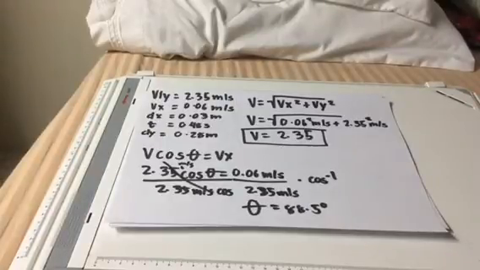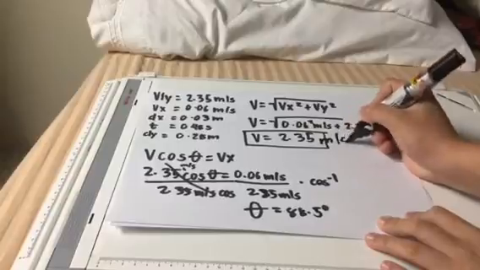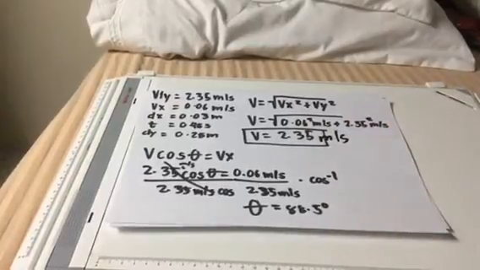How we do so is Vx squared plus Vy squared. Plug in the values, get the square root, and you end up with 2.35. I would like to apologize here, but that is meters per second. So continuing, V cos theta equals Vx. We plug in the values, we transpose, cancel out, isolate theta, and we end up with 88.5 degrees.